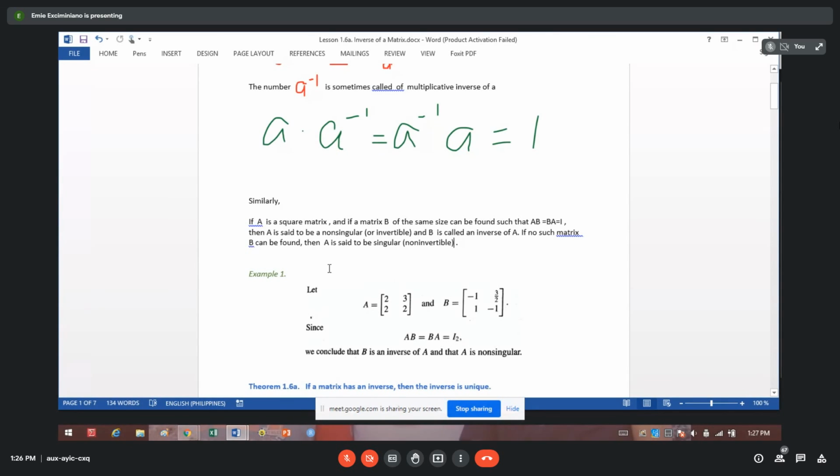Now, if A is said to be non-singular, then B is the inverse of A. Or it can be described as an invertible matrix. As long as it has an inverse, it is a non-singular and invertible matrix. Otherwise, we refer to a particular matrix A to be singular or non-invertible.